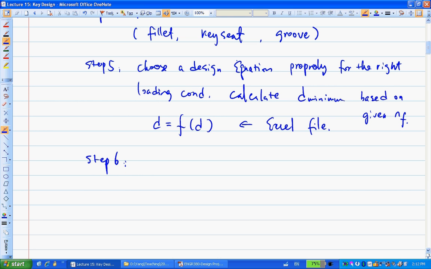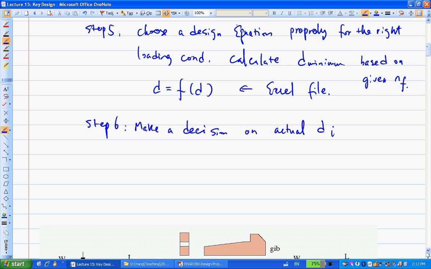And step number six. You get your minimum shaft diameter now, but that's probably not going to be the one that you choose to use. So step number six is to make a decision on the actual D. We're talking about D not just at one location. I should say it's D_i, because you have different critical locations. So you're going to make a decision on the actual D_i at each location.